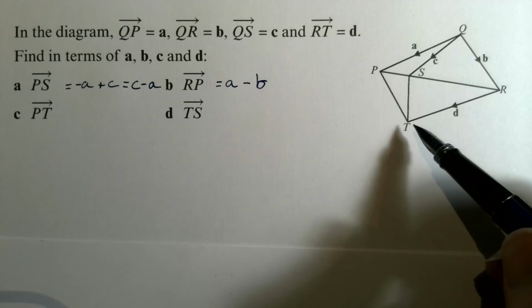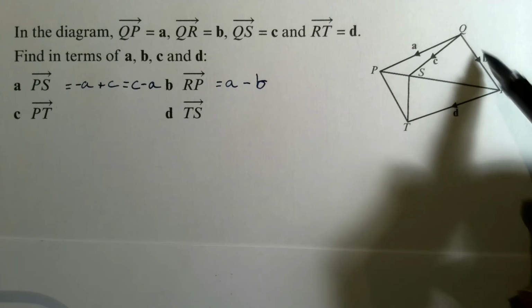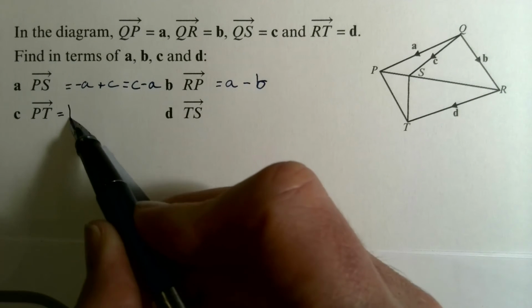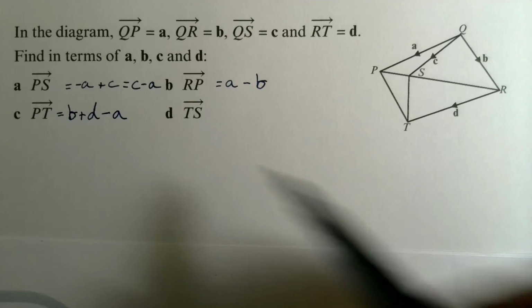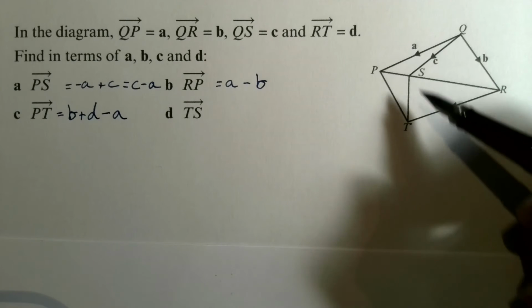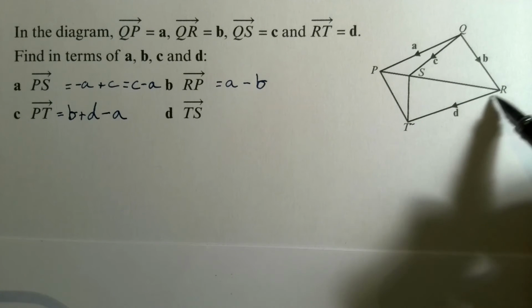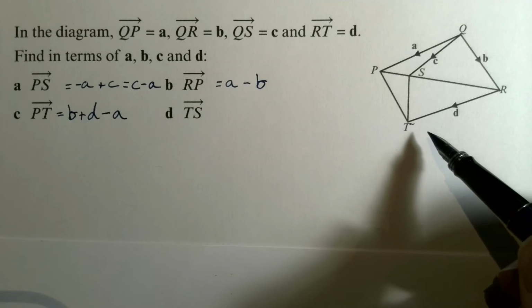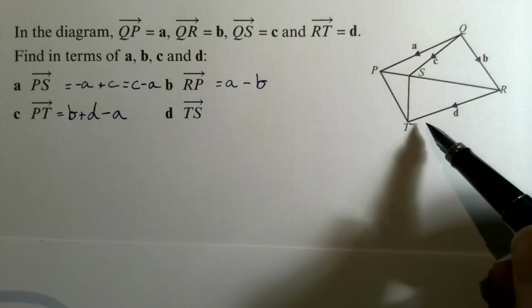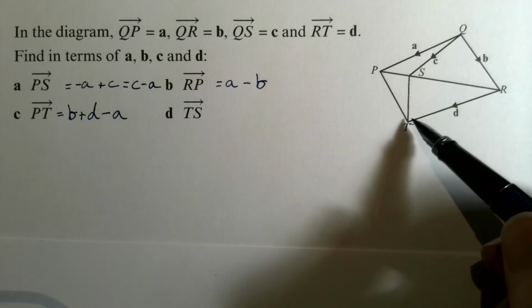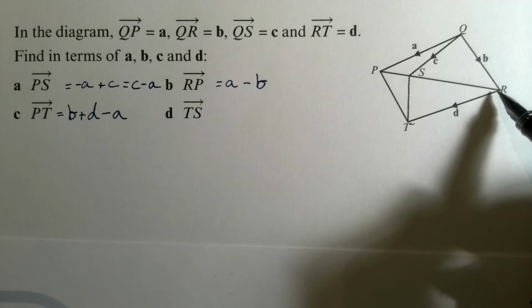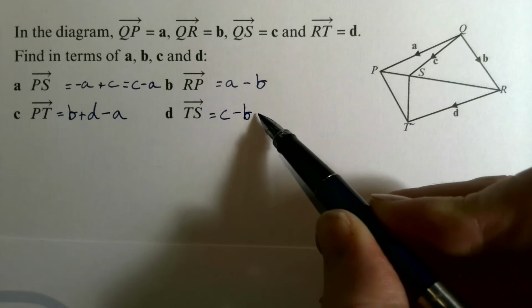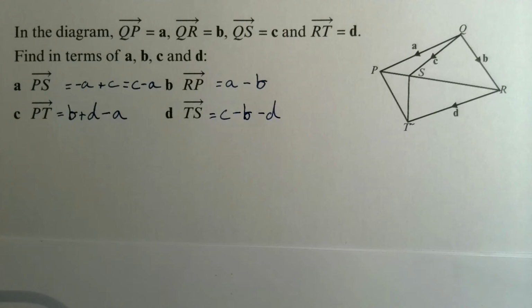Then PT. Right, we're going to go all the way around the houses here, to there, to there, to there. So it's negative A, it's positive B, and it's positive D. So I could call that one B plus D take A. And then finally we've got T to S. So this is a strange one, isn't it? I've got to go up to R, up to Q, and then down to there. So it's very similar to the one before, but we're starting from the end point of the last time. So it's negative D, negative B, and plus C. So I'm going to call that C take B take D. But you could have it the other way round, it would be fine.